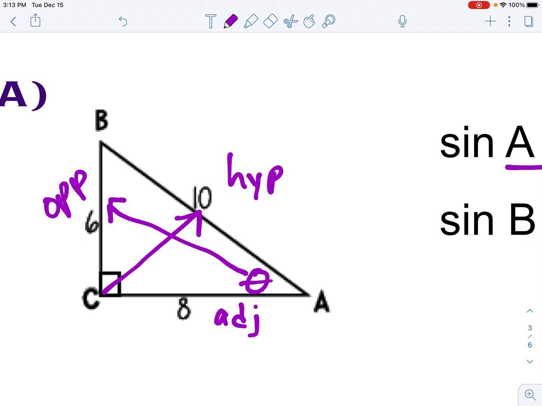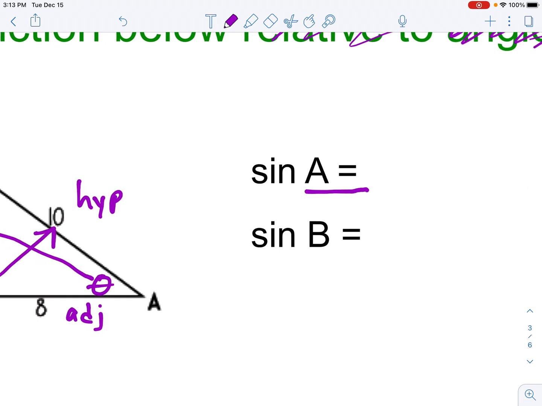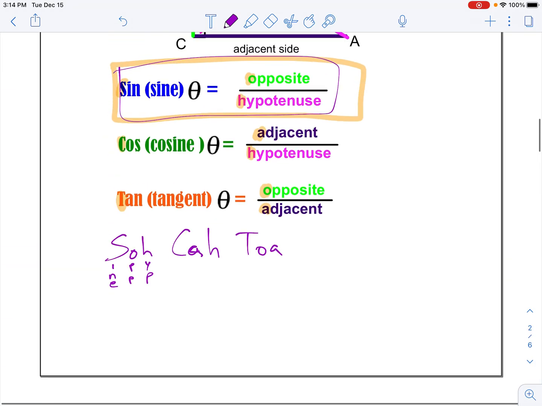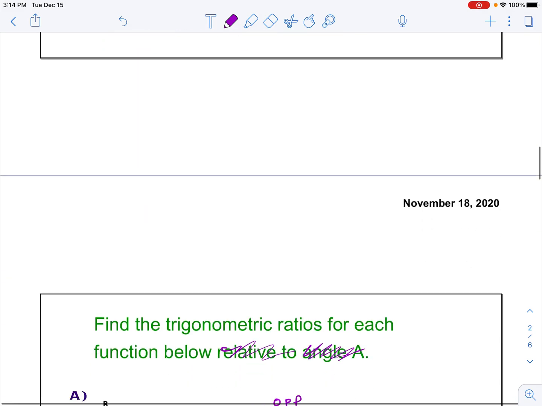What we would do then is look back at our notes, and the sine of A is equal to the opposite over hypotenuse. We scroll all the way back up here: opposite over hypotenuse.